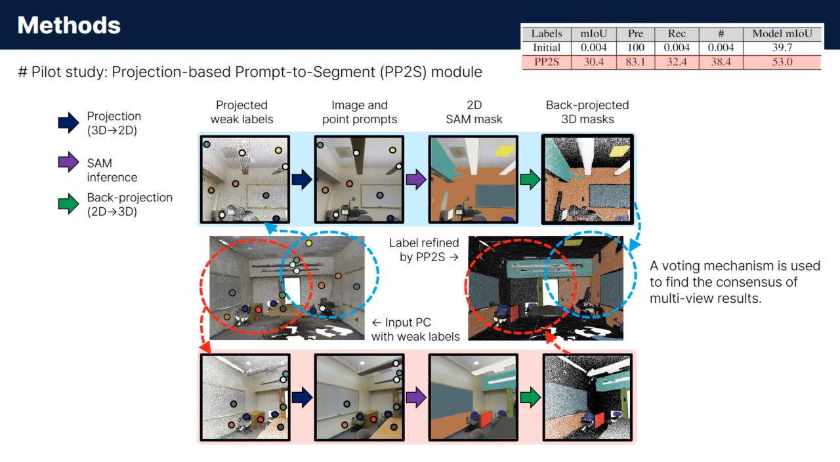As a pilot study, we introduced the PP2S module. In this approach, we use projection to obtain 2D points from partial labels and use the points as input prompts for SAM. Then, the predicted 2D masks are back-projected to the 3D domain again, providing 3D masks. The 3D masks can serve as pseudo-GT for training the point cloud model. As shown in the upper right table, the use of PP2S greatly improves the performance.